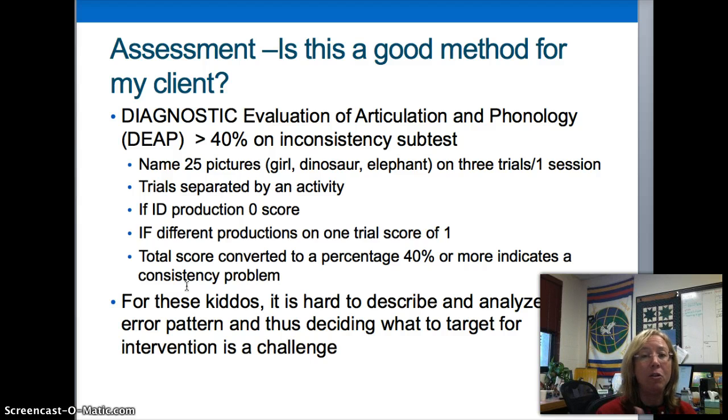So you look at that, you get a total number of discrepancy scores. If you have a discrepancy score of 40% or more of the productions, that does indicate that you've got a consistency problem with this child. So for these kiddos, it's really hard for you as a clinician to describe what their errors are and to analyze the error pattern, because they're just so hard to get a handle on. They're so variable with their speech production.